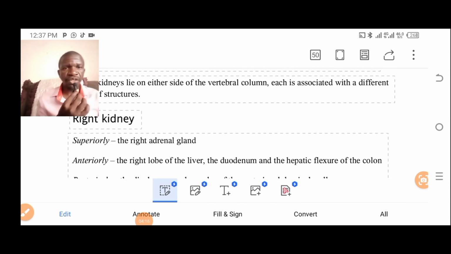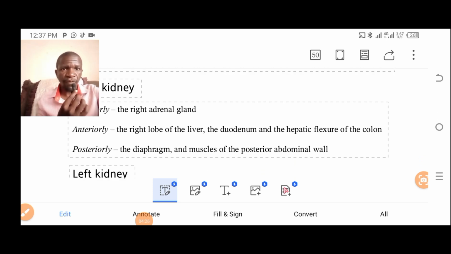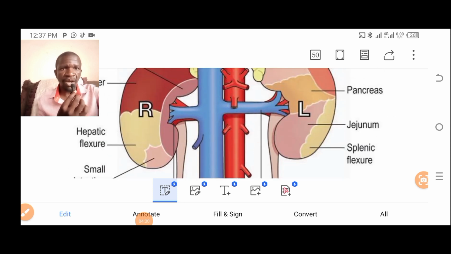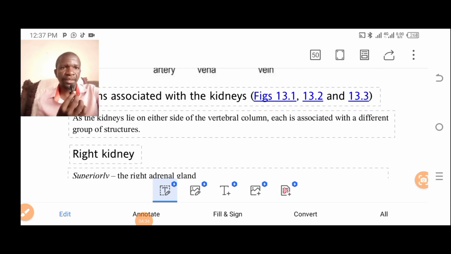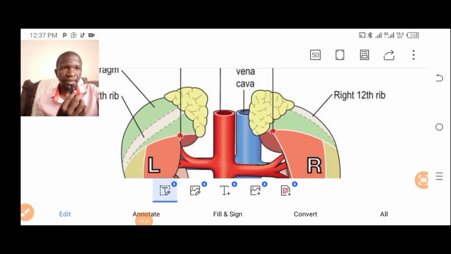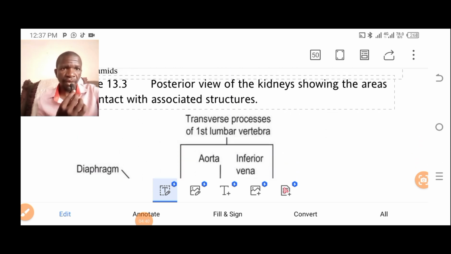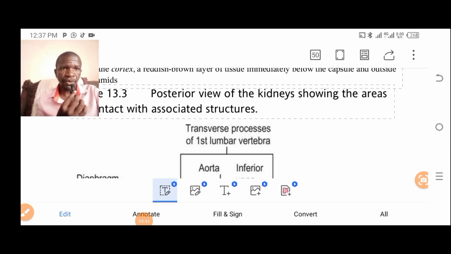So superior, which is on top, with the adrenal glands. Then anterior, which is in front, with the right lobe of the liver, the duodenum, and the hepatic flexure of the colon. Posteriorly, the diaphragm and the muscle of the posterior abdominal wall. This is what we are simply talking about, right? Posteriorly now, this is how it looks right at the back. These are the organs associated with the kidney.